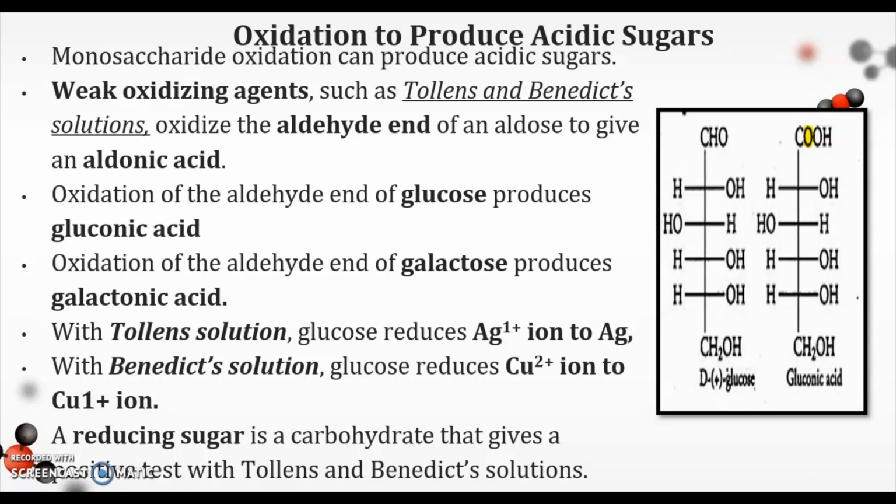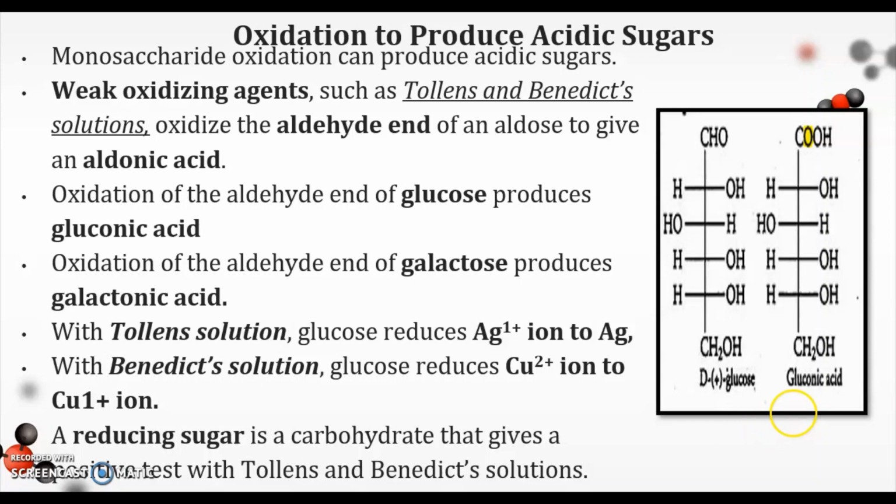They will oxidize the aldehyde end of an aldose to give aldonic acid. Oxidation of the aldehyde end of glucose will produce gluconic acid. Oxidation of the aldehyde end of galactose will produce galactonic acid.